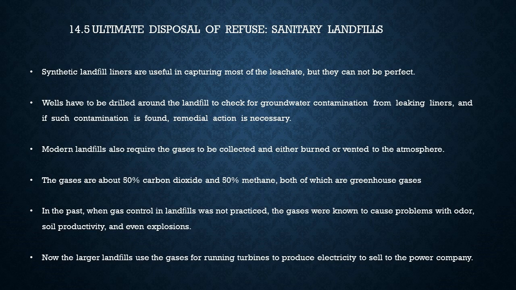The gases are about 50% carbon dioxide and 50% methane, both of which are greenhouse gases. In the past, when gas control in landfills was not practiced, the gases were known to cause problems with odor, soil productivity, and even explosions. Now the larger landfills use the gases for running turbines to produce electricity to sell to the power company.